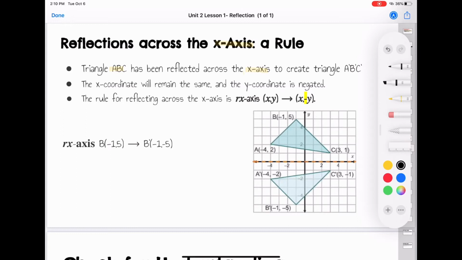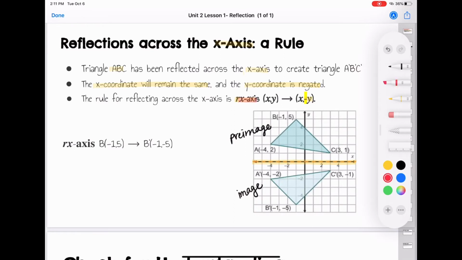So we saw our pre-image being reflected across the x-axis to create our image. Whenever an image is reflected across the x-axis, the x-coordinate always remains the same and the y-coordinate is negated. So the x-coordinate remains the same while the y-coordinate is negated. The rule looks like this for a reflection across the x-axis. R indicates reflection over the x-axis. And then we take the original coordinates, but we negate the y.